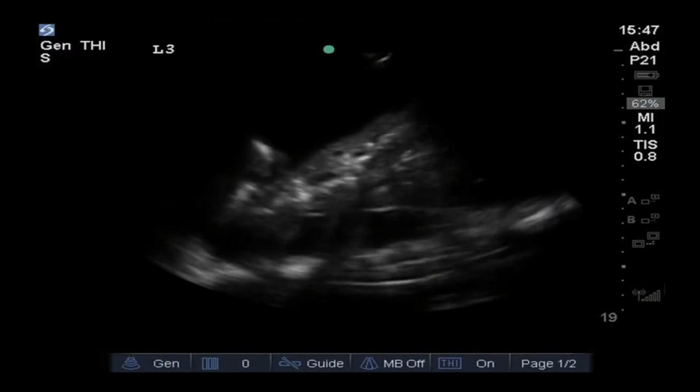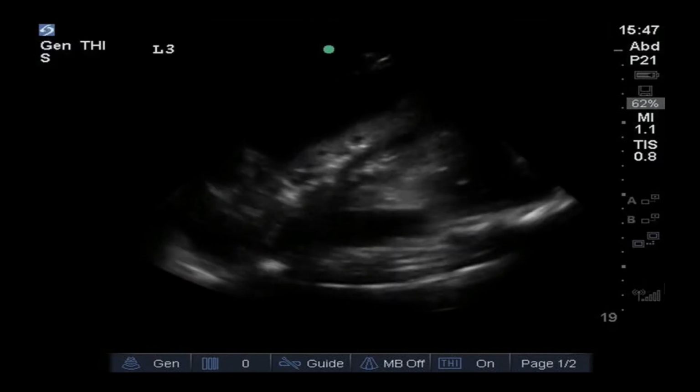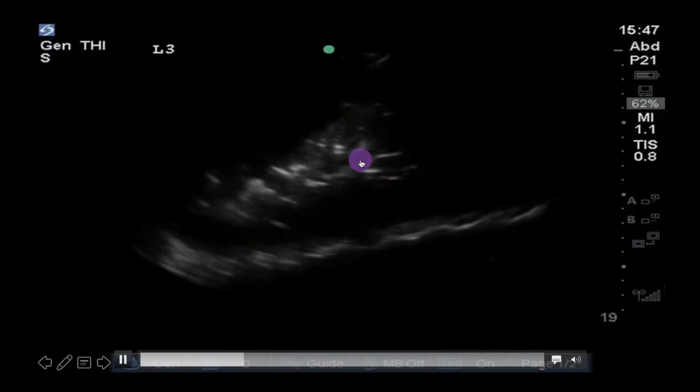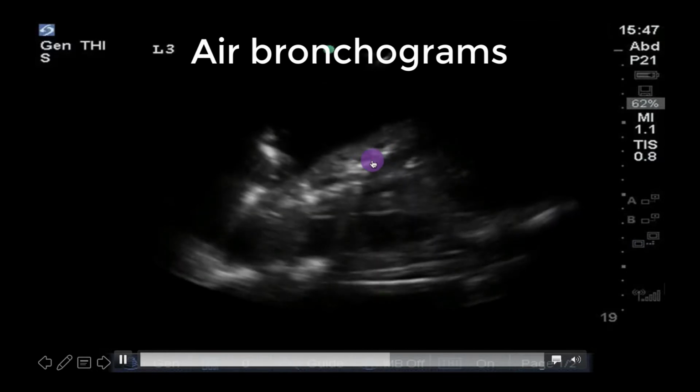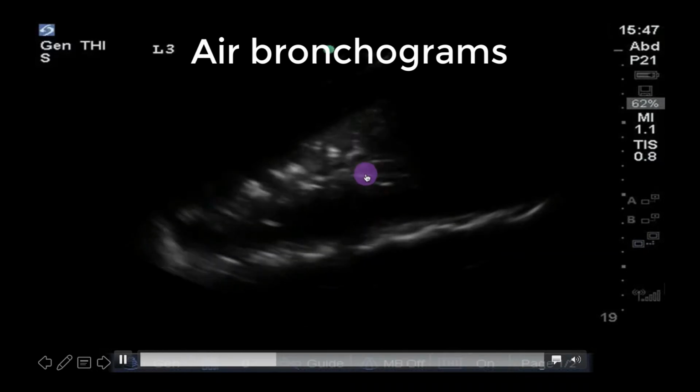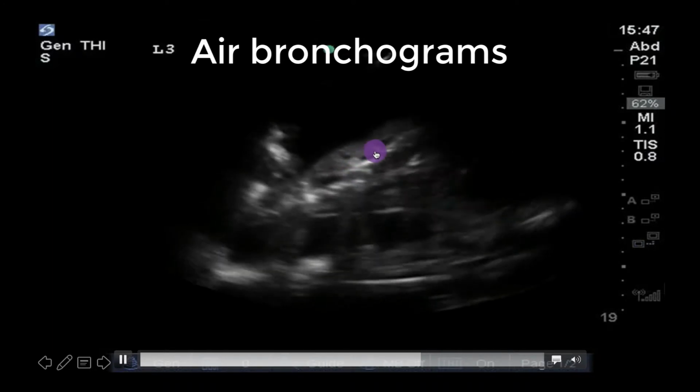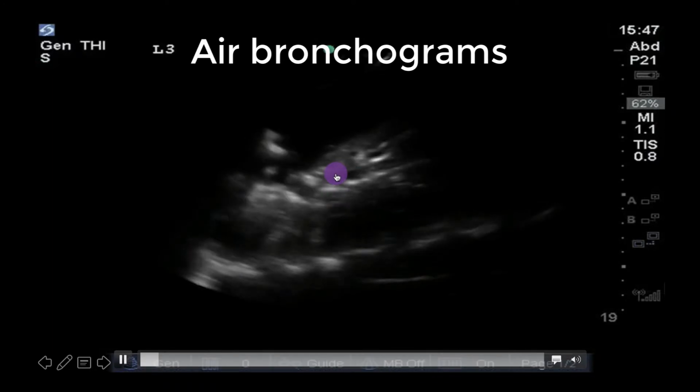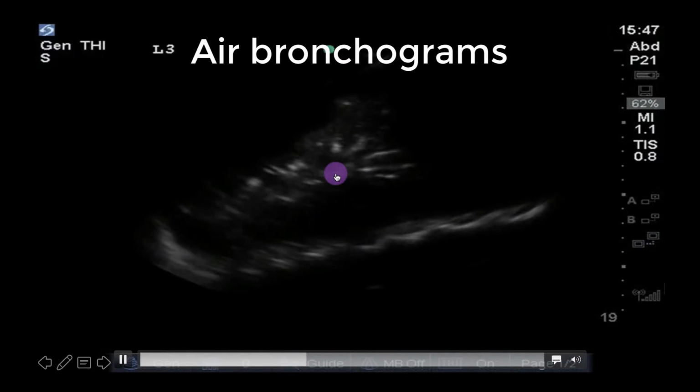Another feature of consolidated lung is that there will often be some residual air remaining in the bronchi. This is visible as hyperechoic spots and lines within the consolidated lung. These are called air bronchograms, just like on chest radiograph.